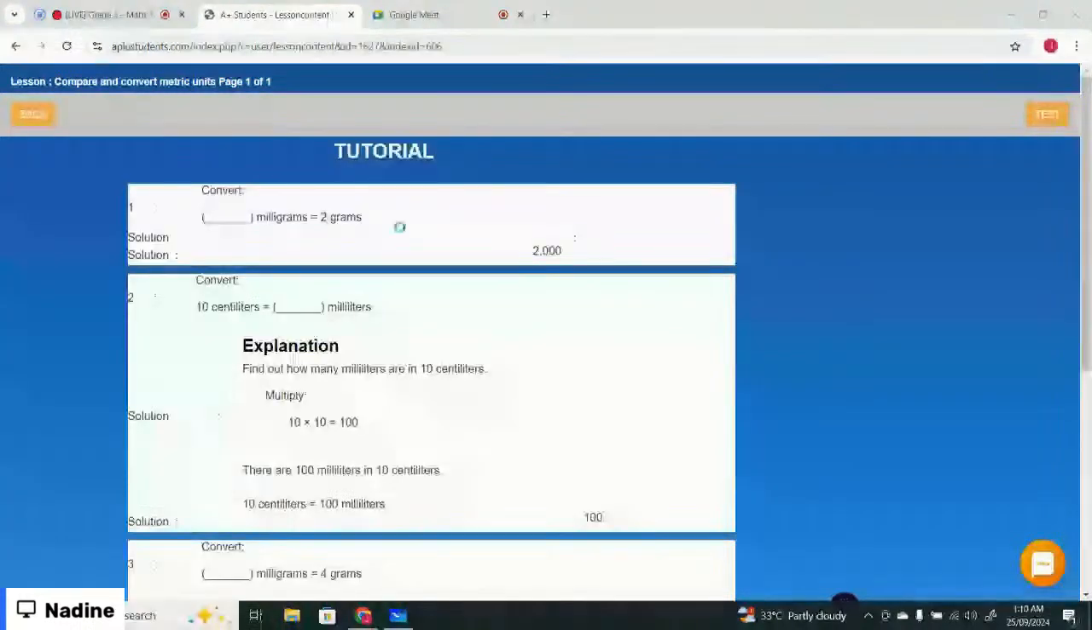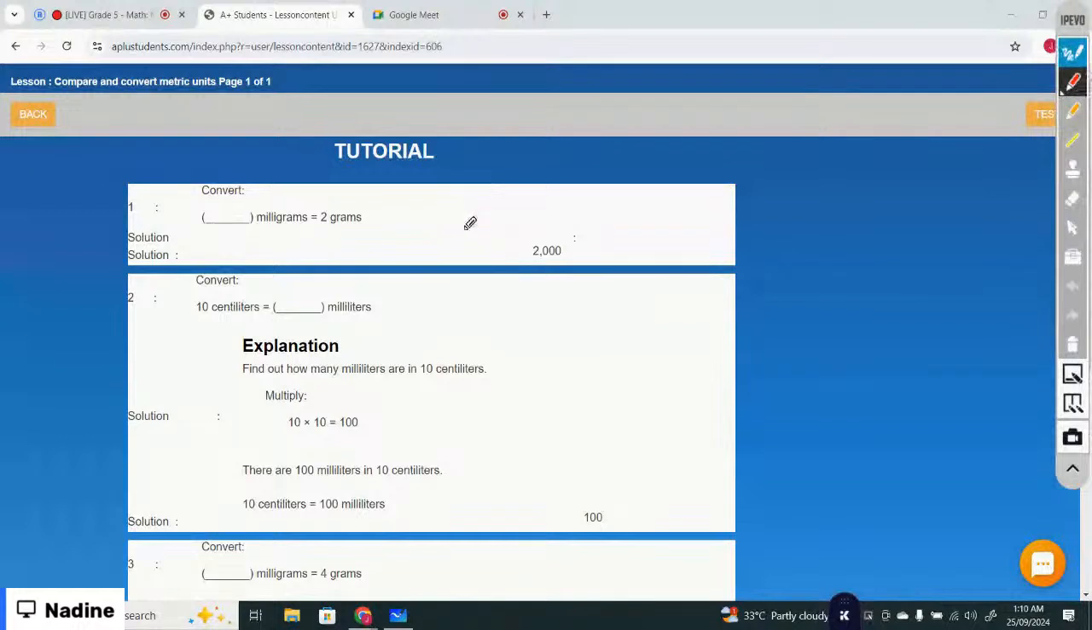1 gram equal 1000 milligrams, right? So then 2 grams equal 2000 milligrams.